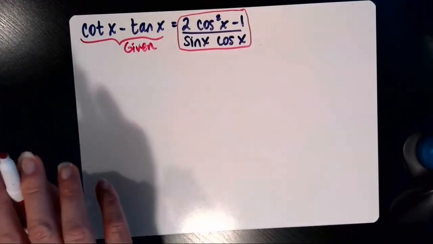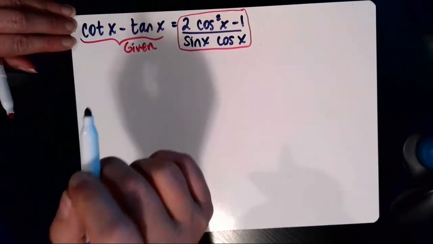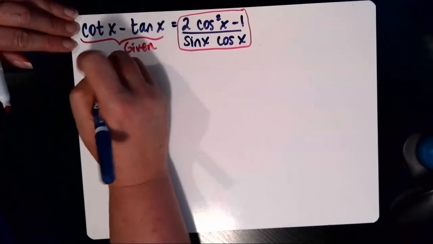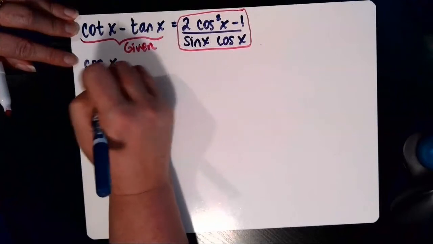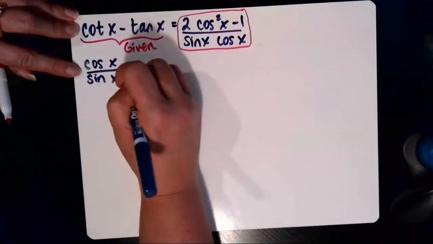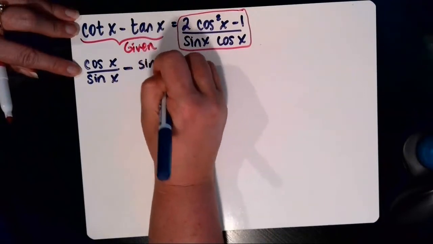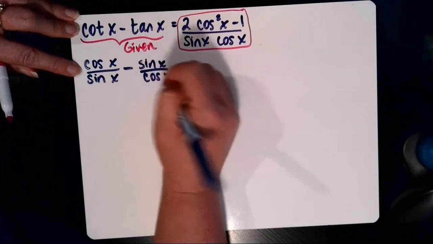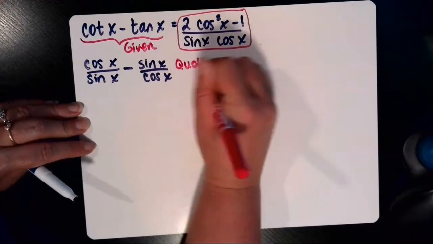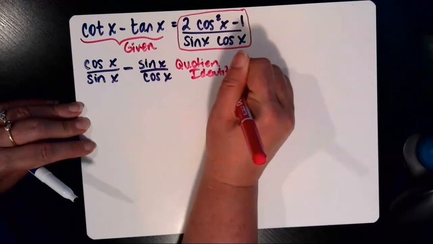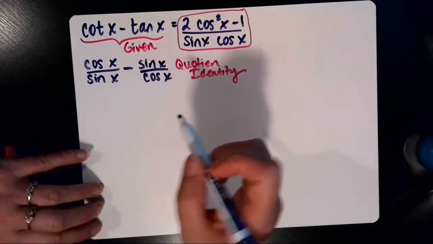it match. So I'm going to start by changing everything into sines and cosines using quotient identities. So cotangent can be rewritten as the ratio of the cosine of x divided by the sine of x. And then tangent as a quotient is sine of x divided by the cosine of x. So that second step was using a quotient identity for cotangent and for tangent. And that got us all into sines and cosines.